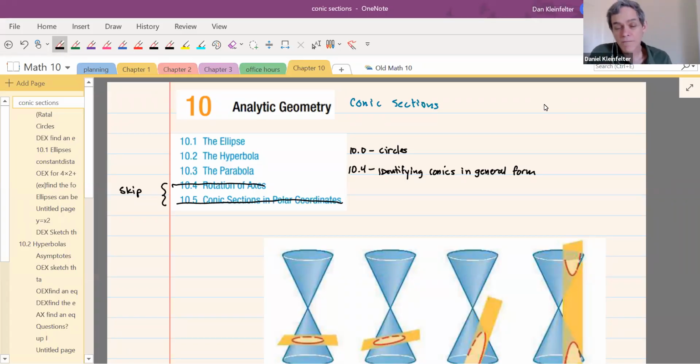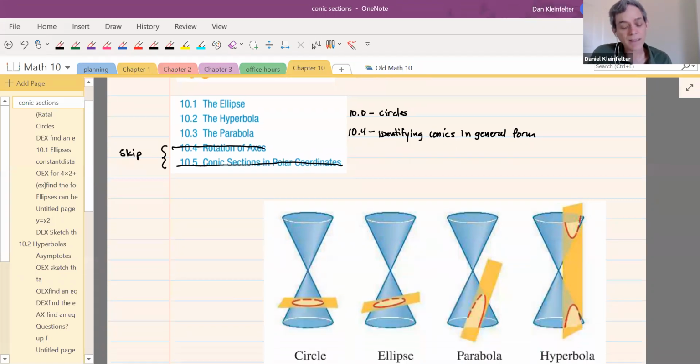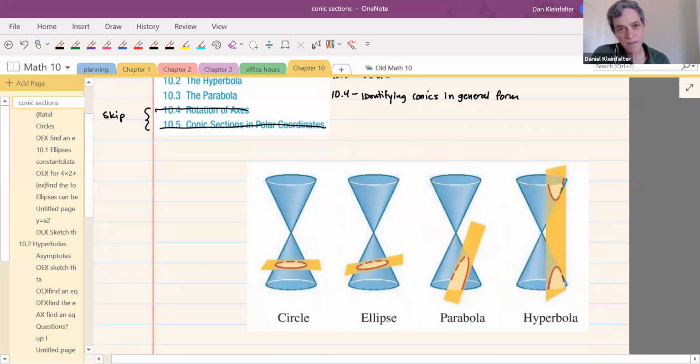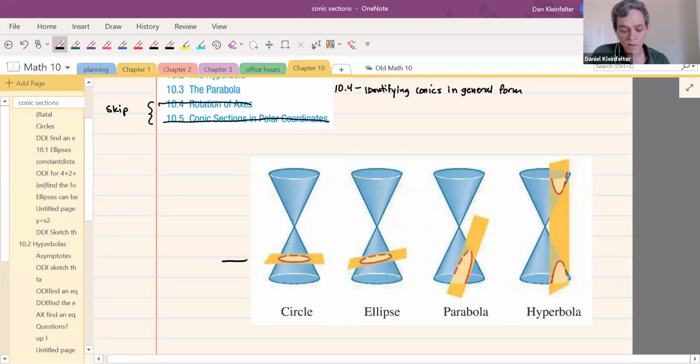Welcome back, everybody. In this video, we'll be getting started on section 10.1 about the ellipse. So we just spent a little time looking at circles, which are what you get if you take this two-cone arrangement and make a cross-section of it with a plane parallel to one of the bases. If the plane isn't quite parallel to one of the bases, you end up with an ellipse. And so that's the focus of this section.